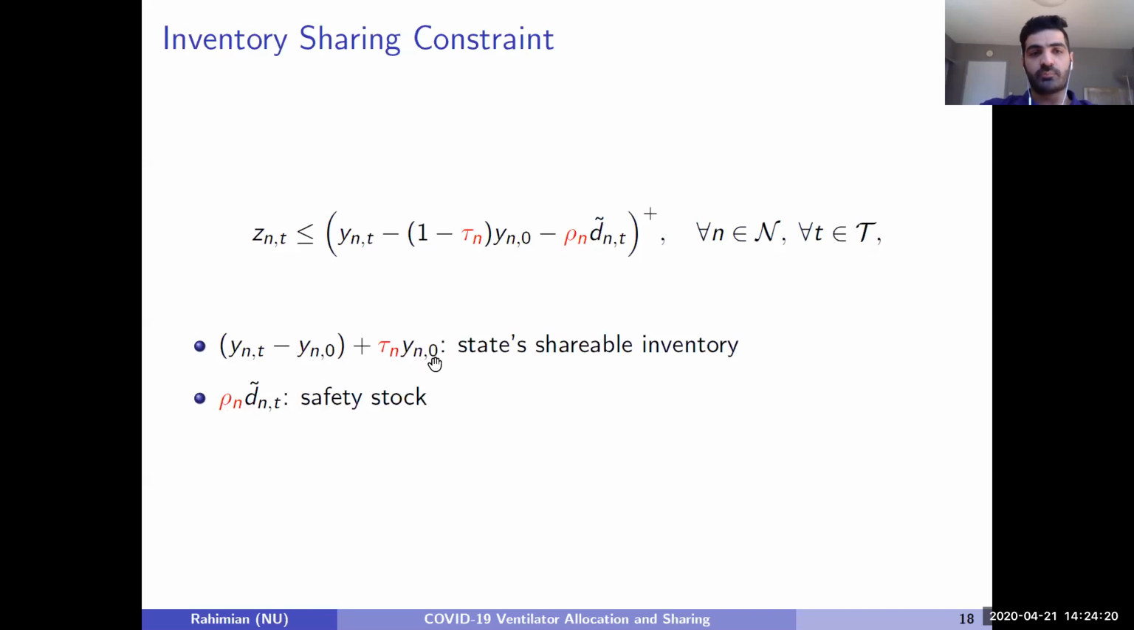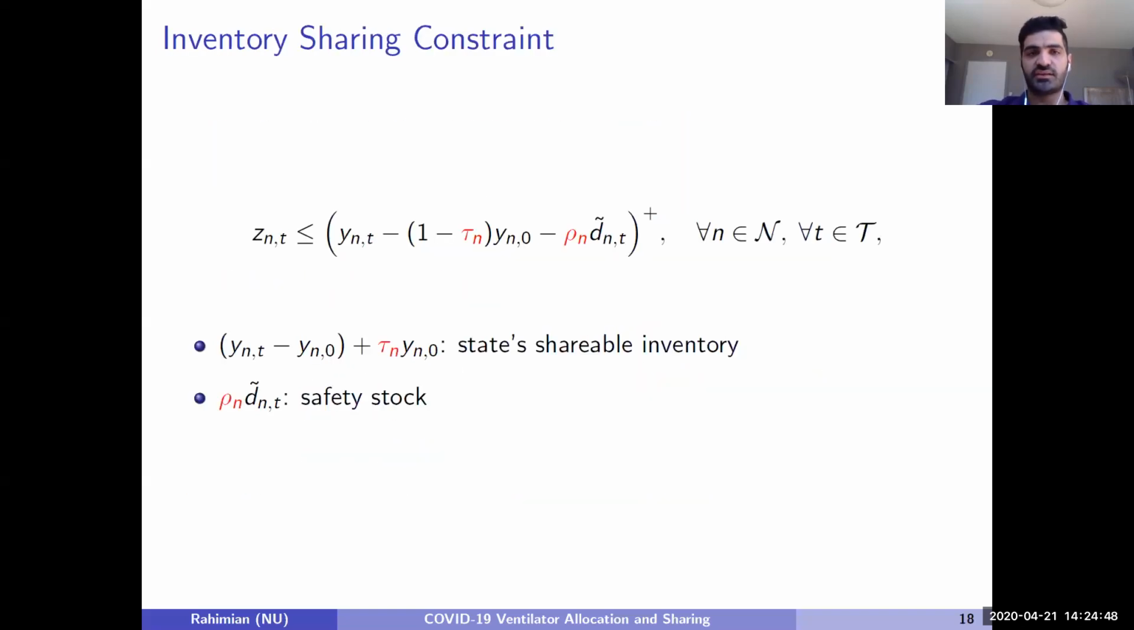So states are imposing their control over how much of their initial inventory has to be shared with other states, as you remember, through this tau parameter. And this whole term here is the inventory at the state level that can be shared. So the states are willing to share their inventory if the first term here, this total term here, is larger than the safety stock.